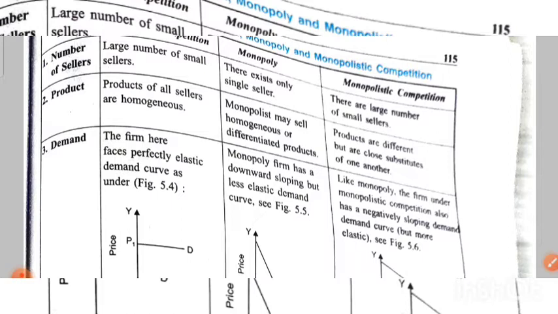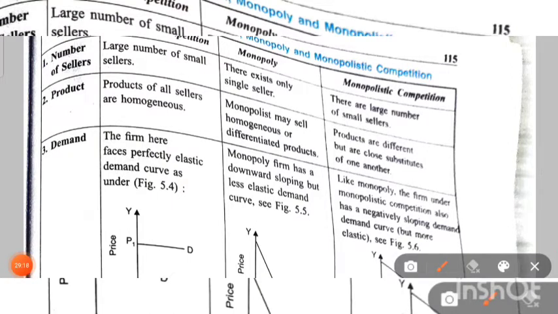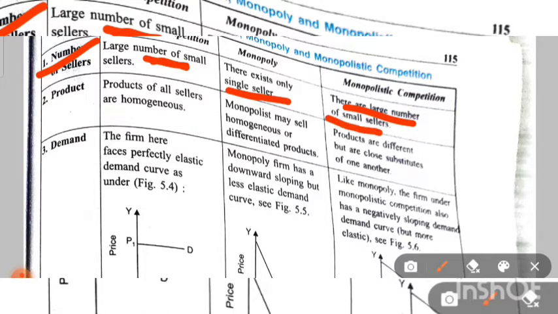Large number of buyers and sellers: in perfect competition there are large number of small sellers. In monopoly there exists only a single seller. In monopolistic competition there are large number of sellers. Product: homogeneous in perfect competition, homogeneous or differentiated in monopoly, but in monopolistic, obviously differentiated product.